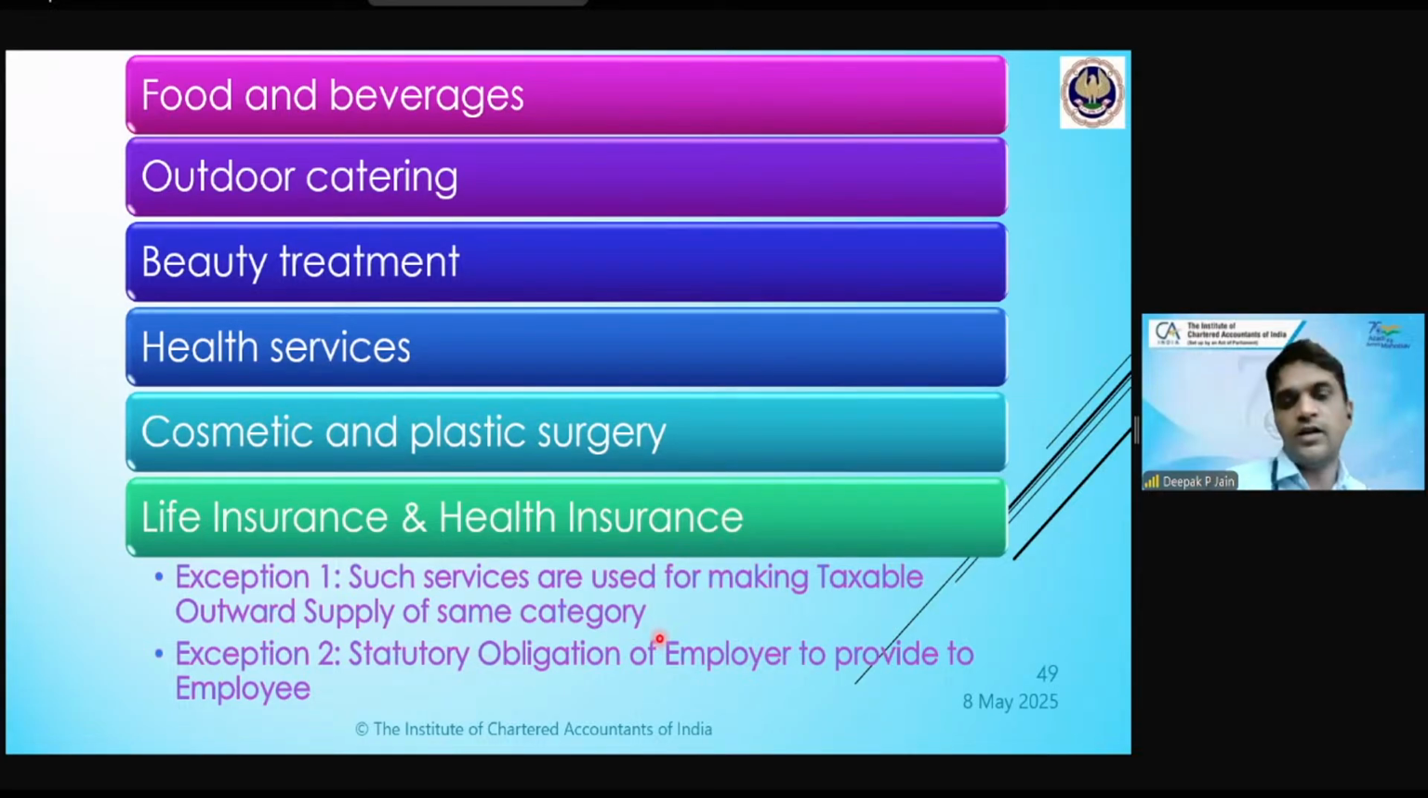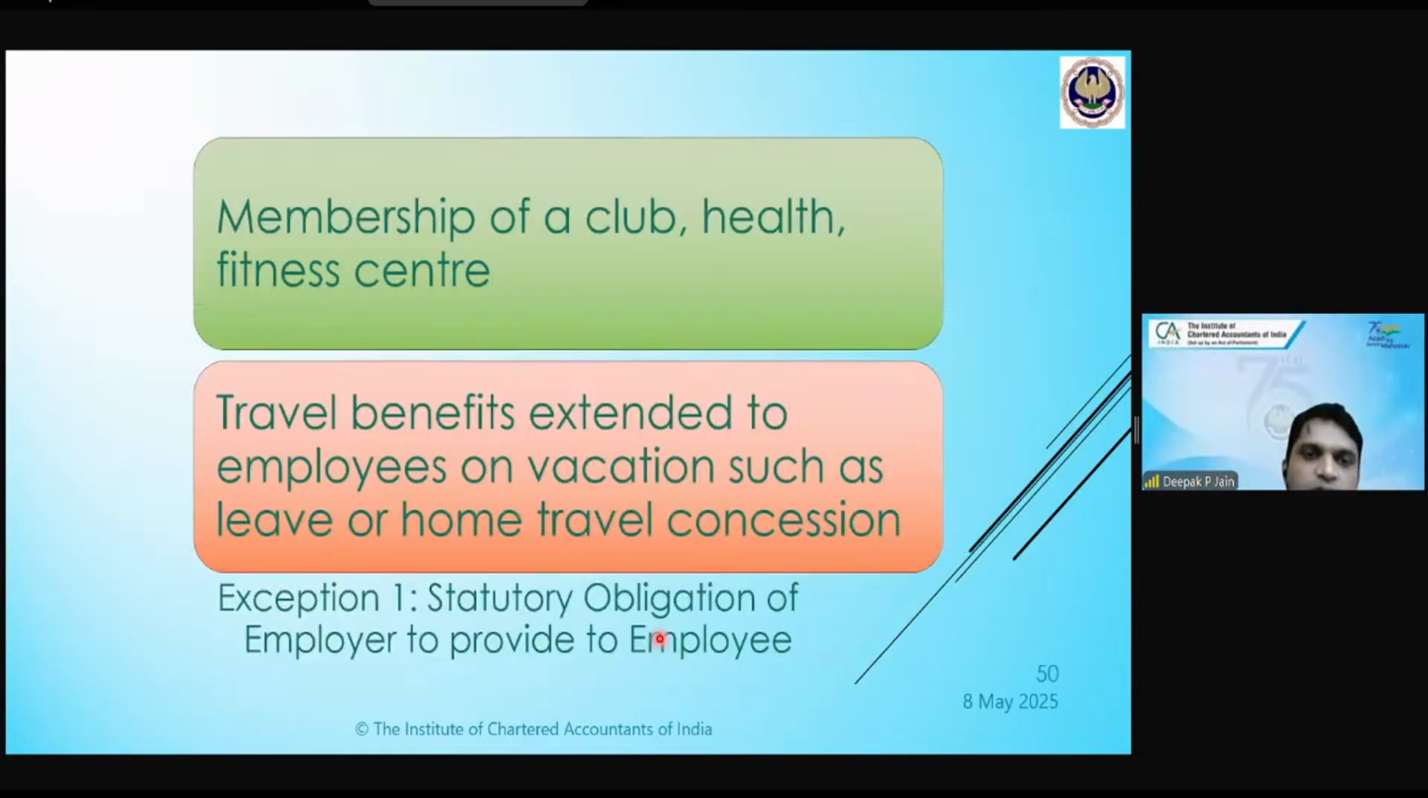Next, next category of block. All of this is block credit. All of this is there under 17.5 itself. 17.5 A, B, C, D. Various subclauses are there. I have not mentioned that, but all of this are part of section 17.5 itself.